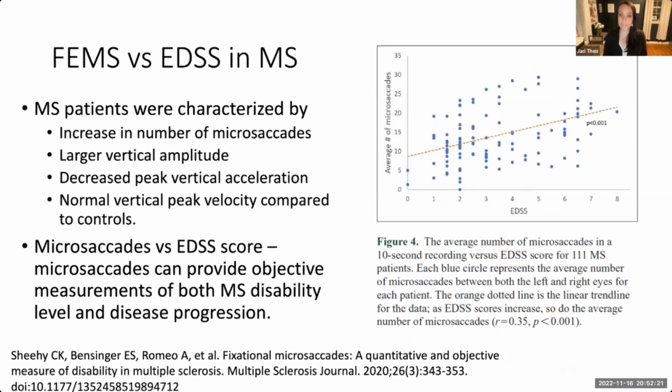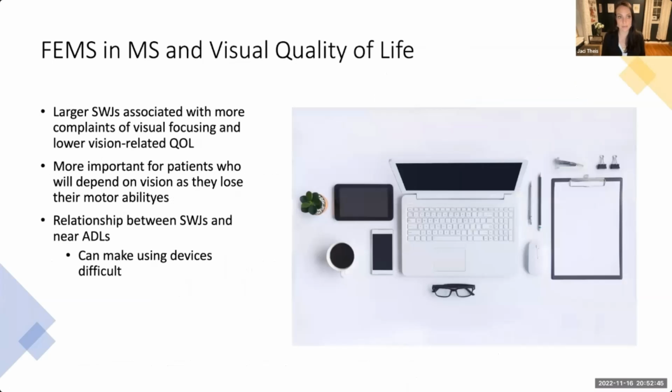That's important because right now, there's not necessarily a very objective marker sometimes for disease progression in MS, because sometimes the white matter lesions on the MRI don't match the disease progression. So there's some limitations with MRI. And so a lot of studies right now are looking not only at fixational eye movements, but retinal tissue as well, and looking at thinning in the retinal tissue in addition to fixational eye movements and disability score in MS.